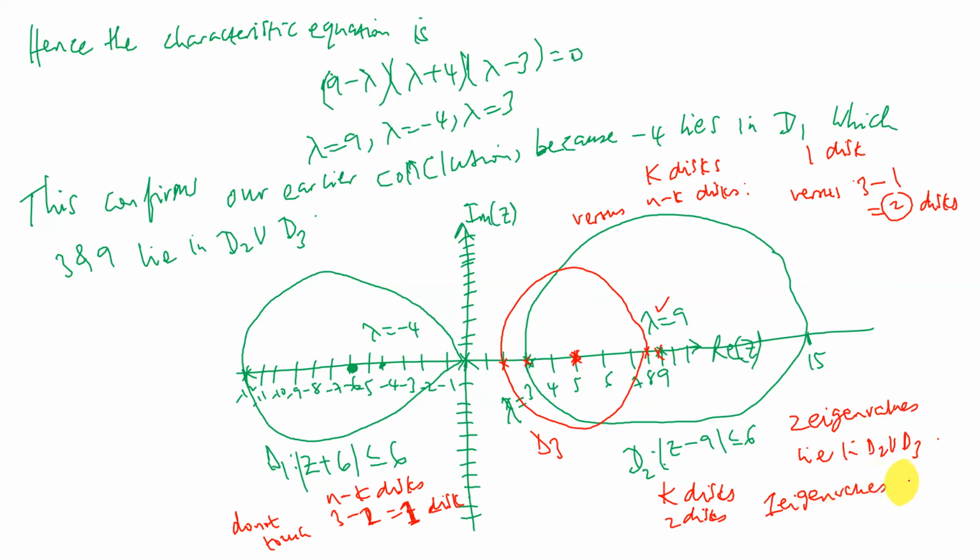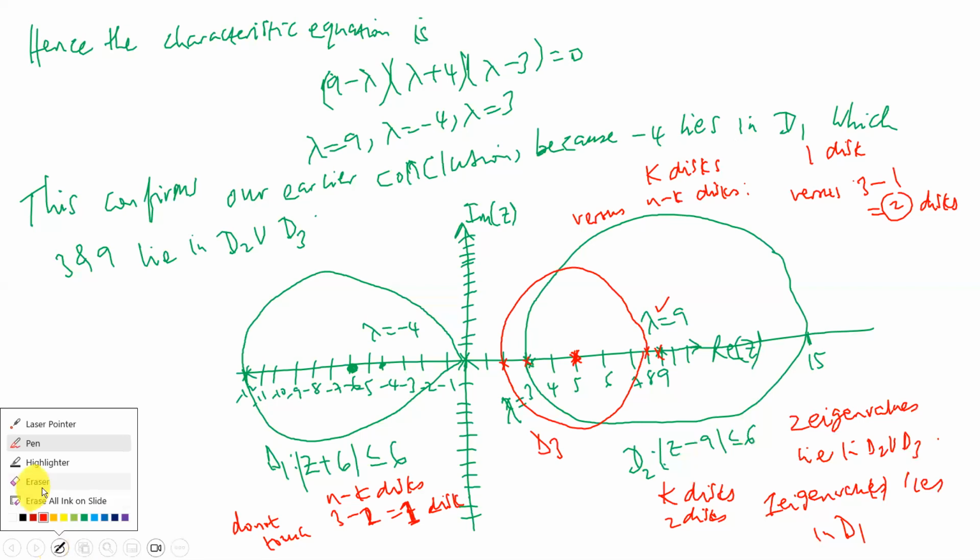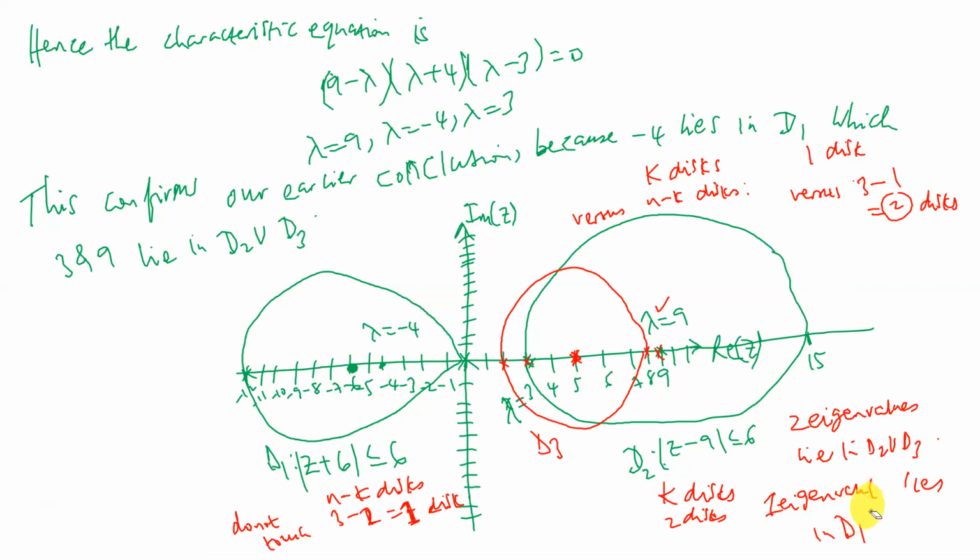One eigenvalue lies in D1. Lies in D1. Okay, good. We're just looking at these. Obviously this is very important because it is important to us when you look at the power method and these kinds of notions. These are very, very examinable, so we need to discuss them.